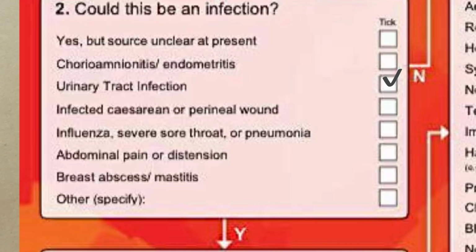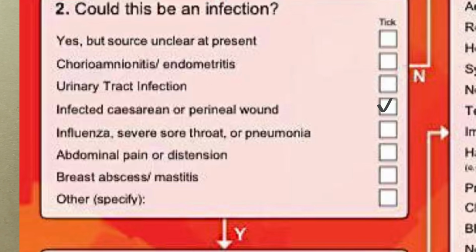Then moving down, we have urinary tract infection. Is your patient showing signs of infection? Painful urination, unable to pass urine, scanty urine, offensive urination, then you will want to take this box. However, if patient is not showing any signs of urinary tract inflammation, scroll along. Coming down, we have infected cesarean section or perineal wound. This is very typical. You assess the woman, her perineal wound, probably she had a tear which was sutured, or she had an episiotomy which was sutured.